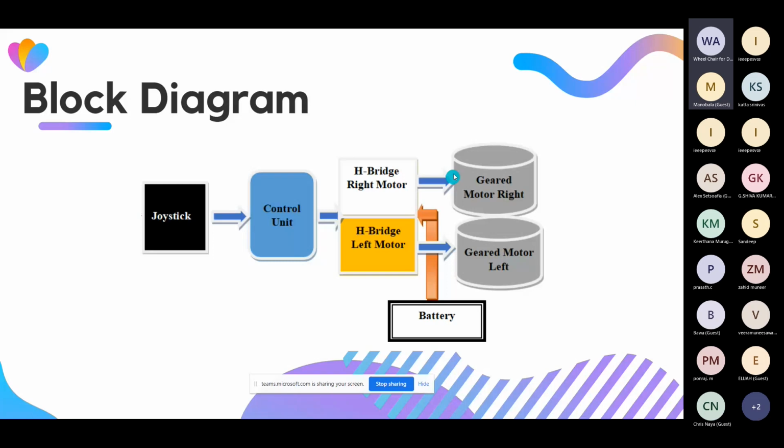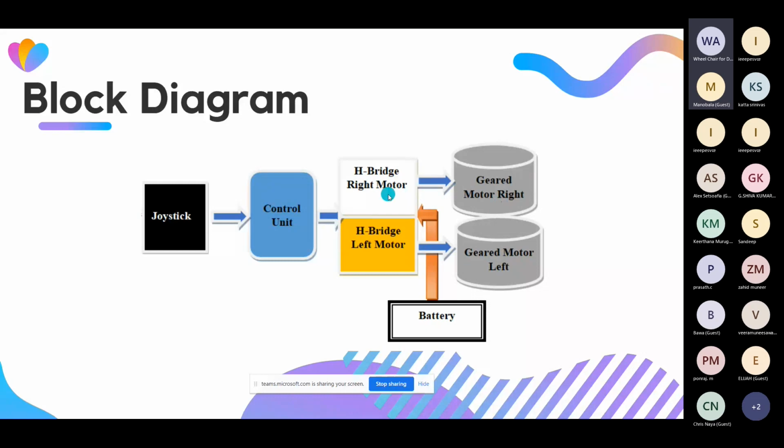So all these commands which are coming from the joystick will be provided to the control unit, and the same commands which came from the joystick will be sent from the control unit to the motor, and from the motor the commands will be sent to the gear motor. So by this the speed will be controlled, as I said before, and even the directions are also changed. And the supply to this motor will be given by a battery.